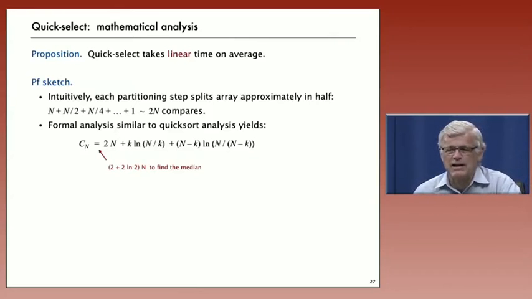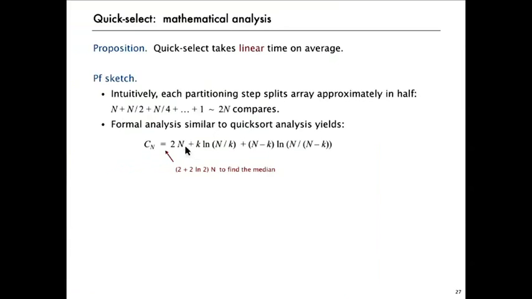So you need a fuller analysis like the one we did for quicksort. And the bottom line of that analysis gives the number of comparisons required as a function of n and of k in terms of this formula here. And if you plug in k equals n over 2, you get the result that the number of compares required to find the median, and that's the highest value this formula can take, is 2 plus 2 natural log of 2. So linear time to find the kth largest for any value of k.